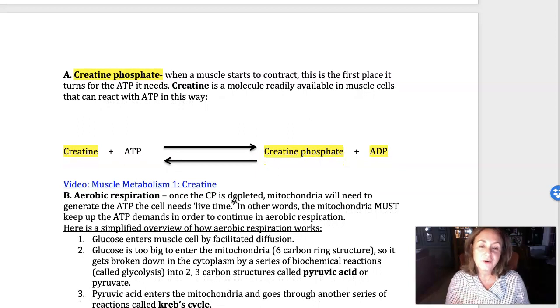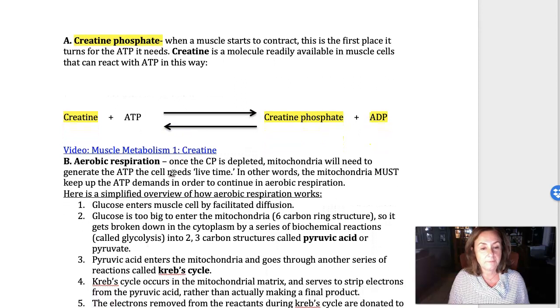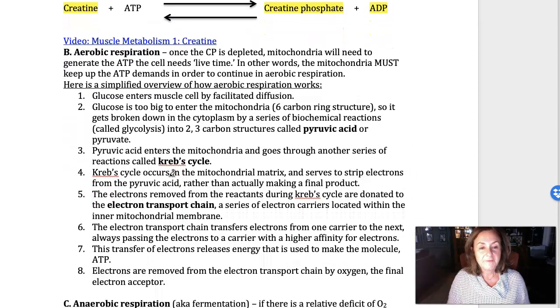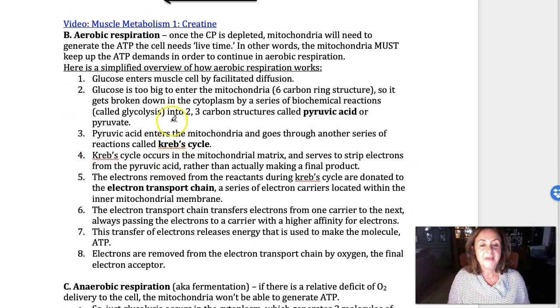And when our muscle starts to contract, the way that I wrote my notes, which is different from the book, is I'm writing my notes in the sequence that the muscle would use the energy source. So the first thing we're going to deplete is the creatine phosphate. We're going to use that first. After I use the creatine phosphate, then I have to use aerobic respiration.